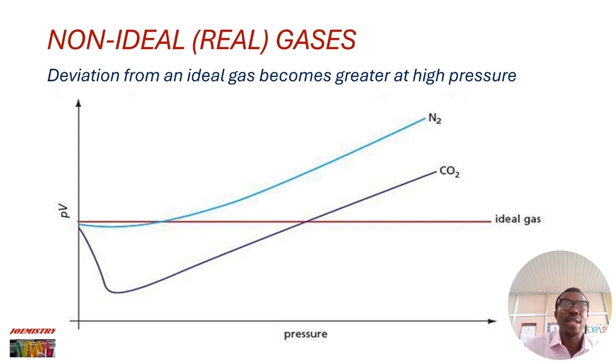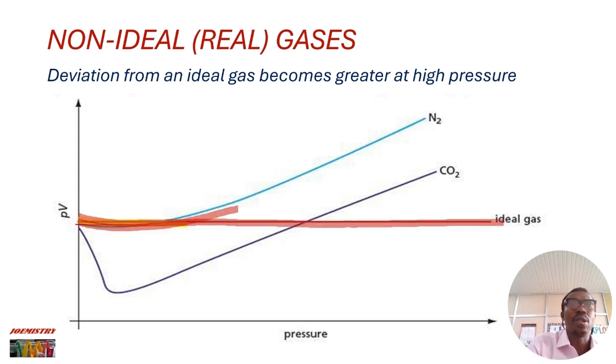So these are graphical representations to differentiate the real gases from ideal gases. Now deviation from an ideal gas becomes greater at high pressure and low temperature. Yes, real gases deviate from ideal gas at high pressure and low temperature. So this is the ideal gas, the straight line.